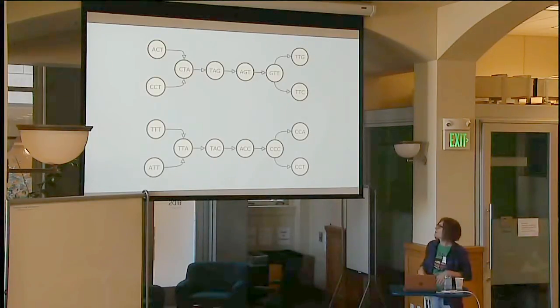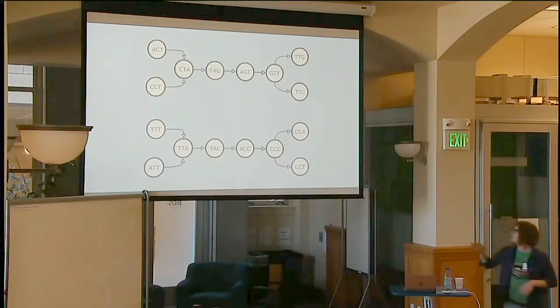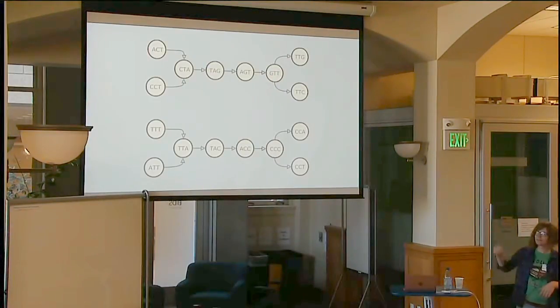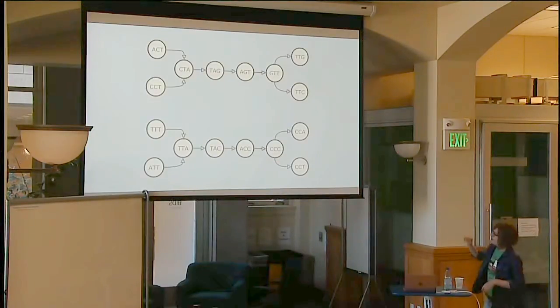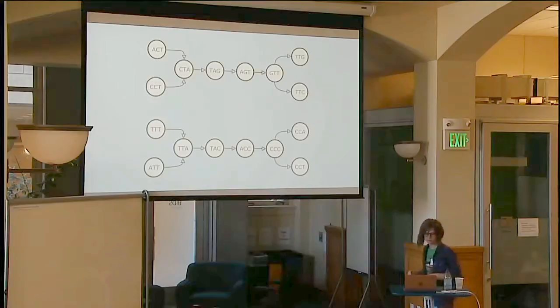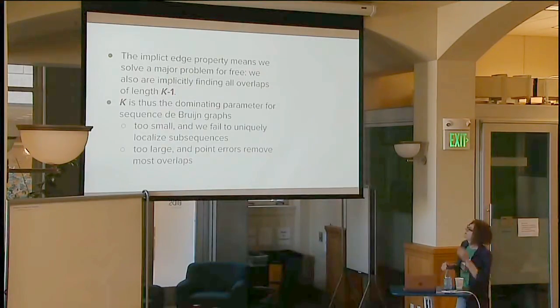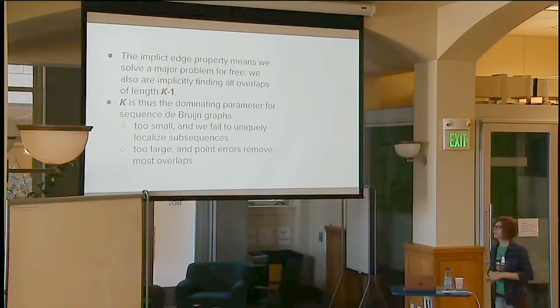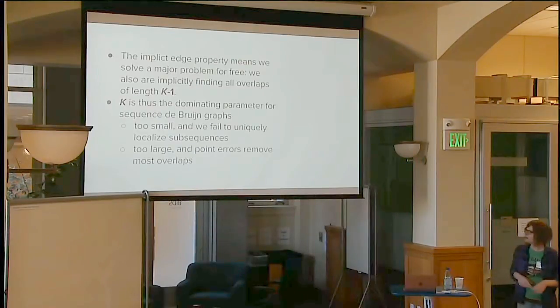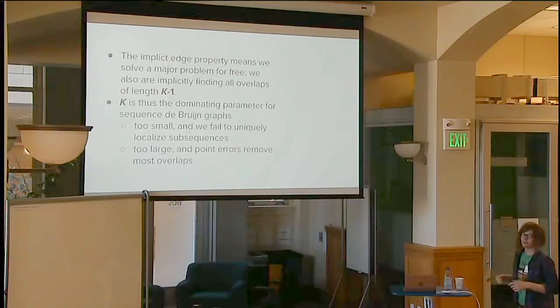So for example, for DNA, for k equals 3, these are a couple of isomorphic De Bruijn graphs that just have different underlying sequences, right? And you can see some bifurcations in these. Okay, so as I said, that implicit edge property means that we solve that major problem for free. We get all overlaps of length k-1. So k is this dominating parameter for working with De Bruijn graphs and for k-mers in general.